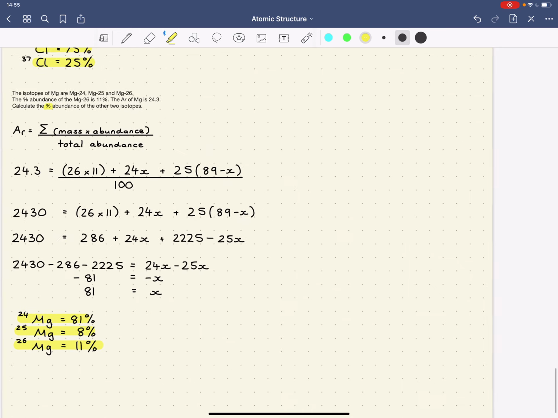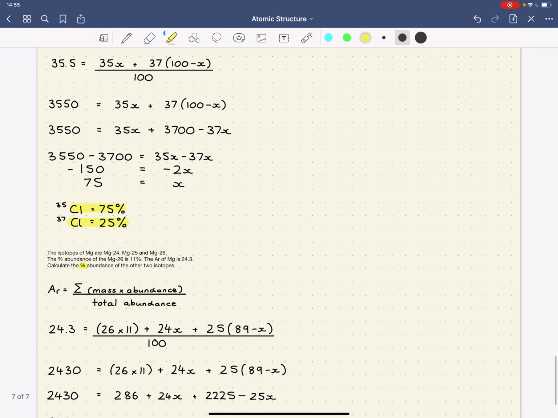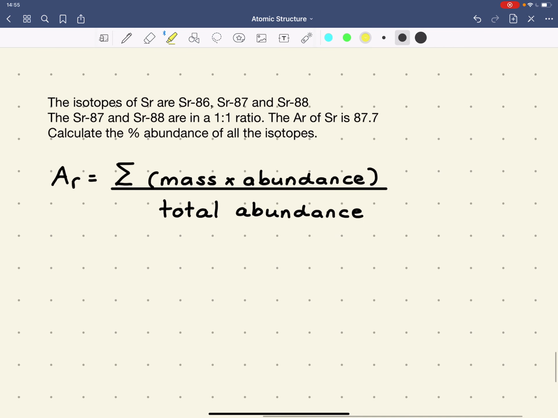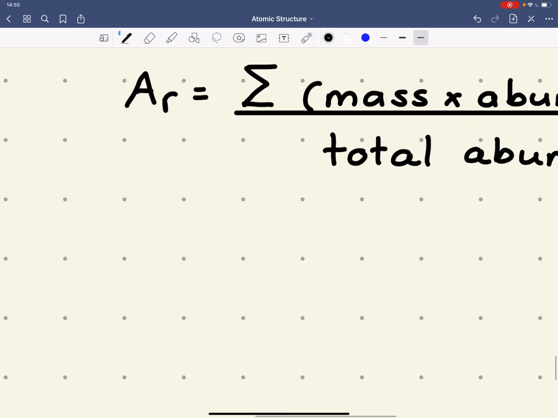We'll do one last one, and hopefully by the time we've done this one, we should be fine with this sort of question. Now I'm given three isotopes of strontium: 86, 87 and 88. I've been told that strontium-87 and 88 have got the same abundance, they're in a 1-to-1 ratio, and the AR of strontium is 87.7.